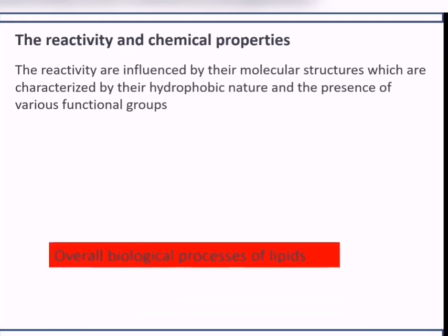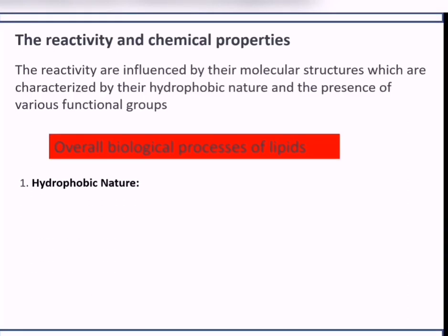The first biological process is the hydrophobic nature. Lipids' hydrophobic nature arises from their predominantly nonpolar hydrocarbon chains, which makes them insoluble in water. The second one is oxidation and energy release. Lipids, particularly fatty acids, can undergo oxidation reactions to release energy. The process of lipid oxidation is essential for energy production in cells through mechanisms like beta oxidation, which breaks down fatty acids into acetyl CoA units for entry into the citric acid cycle.